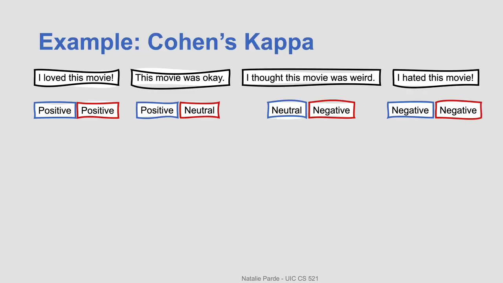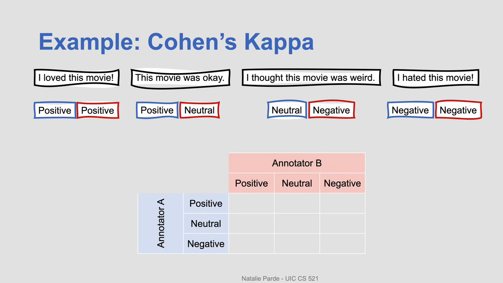To show how it works more concretely, we can work through the case example here. Let's say we have a dataset of 4 movie reviews, and we've collected sentiment labels for each of those movie reviews from 2 annotators. So for each instance, annotators A and B each indicated whether the review expressed positive, negative, or neutral sentiment.